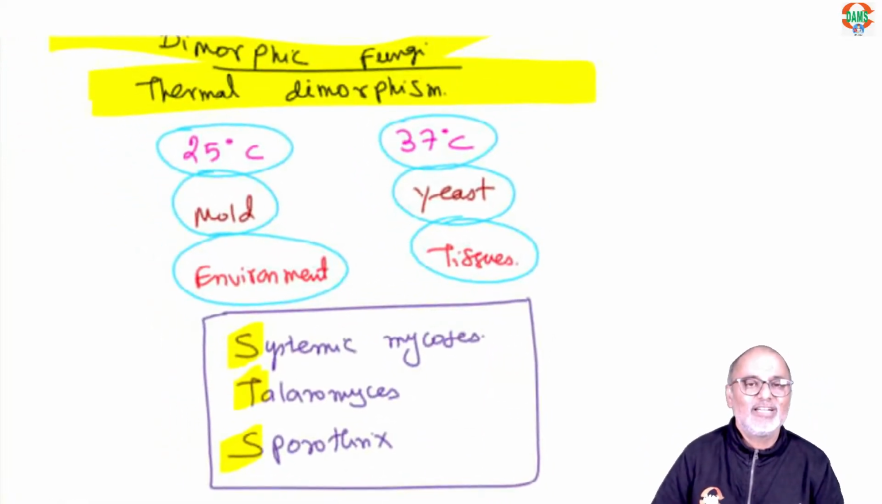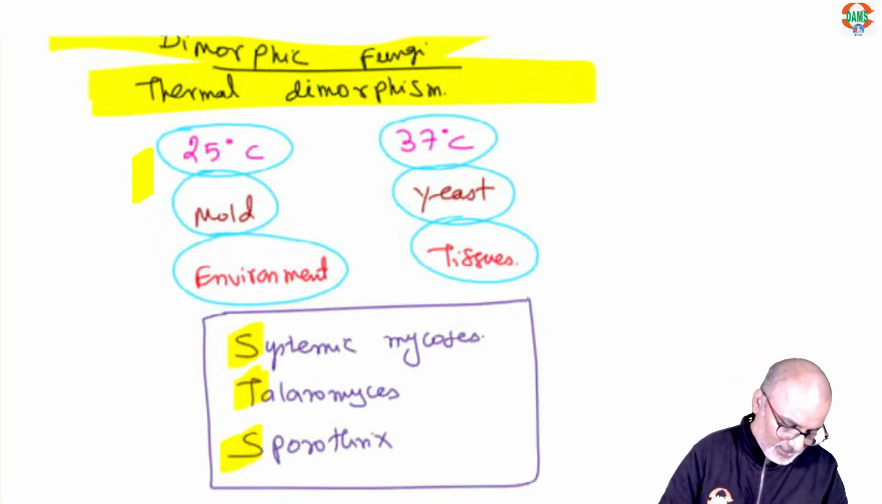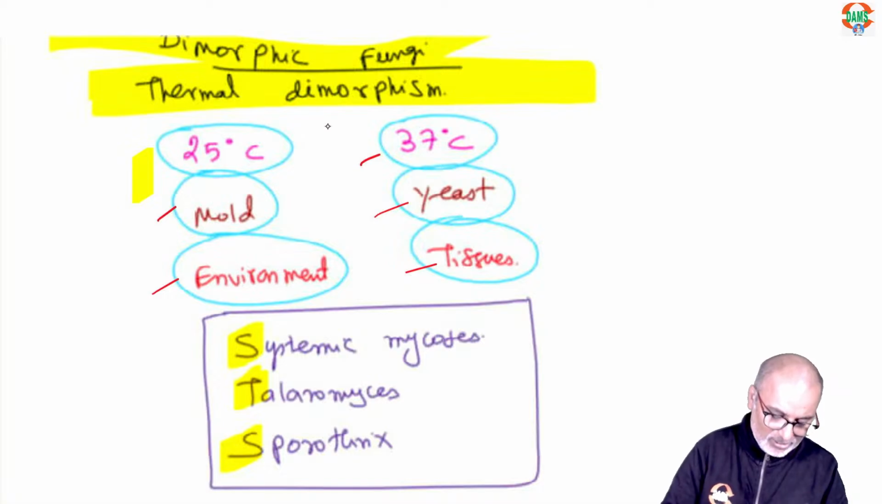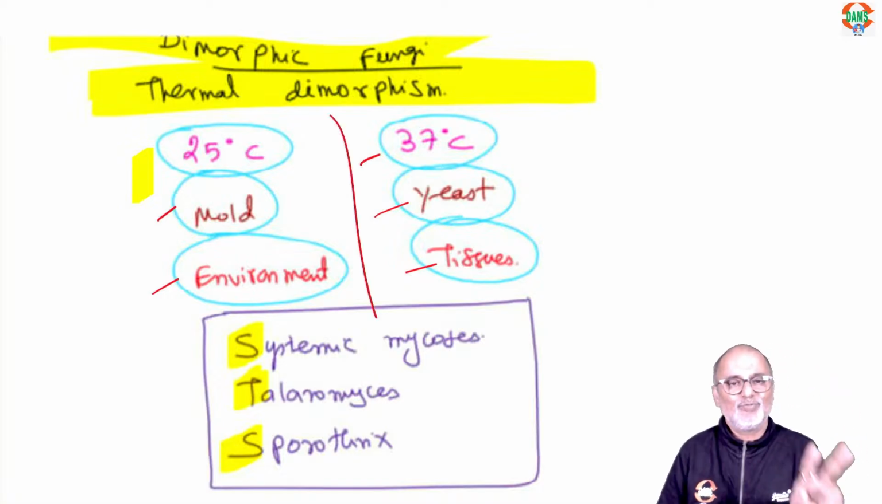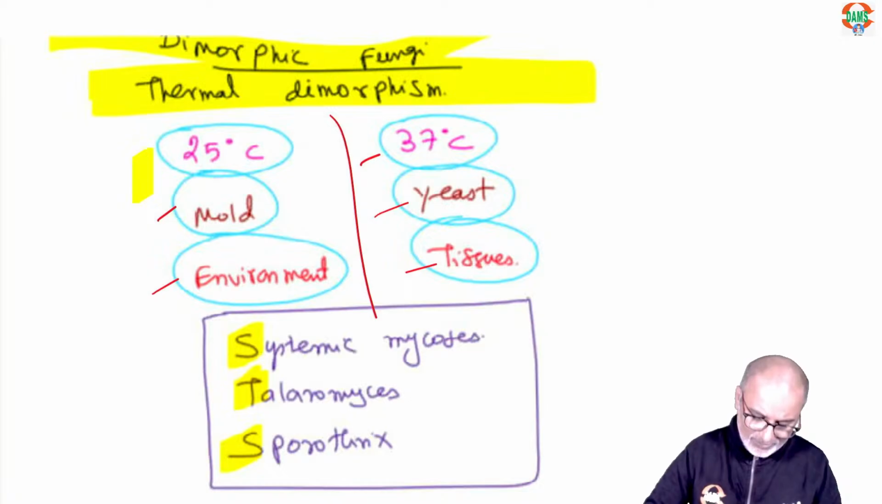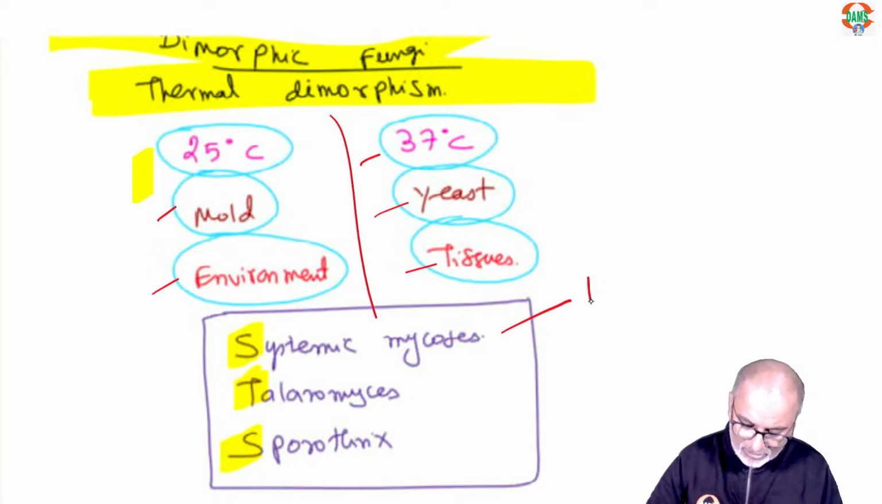Dimorphic fungi show thermal dimorphism: mold form at 25 degrees in the environment, yeast form at 37 degrees in tissues. Two temperatures, two forms, two places. The mnemonic is systemic mycosis, which includes Histoplasma, Blastomyces, Coccidioides, Paracoccidioides.